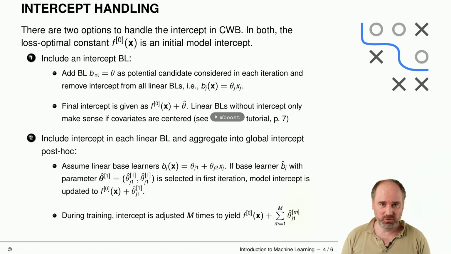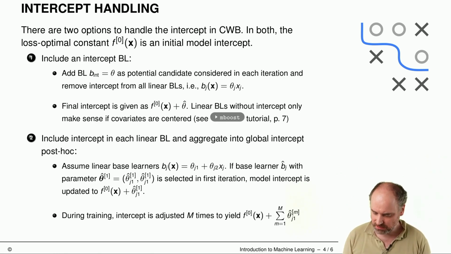And that usually also means that we are centering our features in that approach. The second option would be that we keep the intercept in each, usually linear, base learner, and then at the end aggregate them into a global one. But that just means modeling everything as we've also done before, and then extracting the intercept from all of the individual base learners and collecting them into a single one, so we can read it off, and remove it from the individual base learners in post-processing.